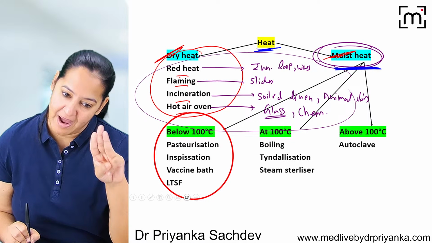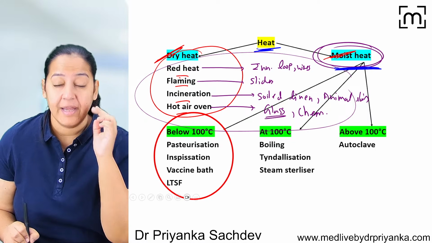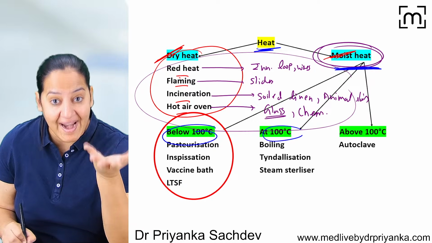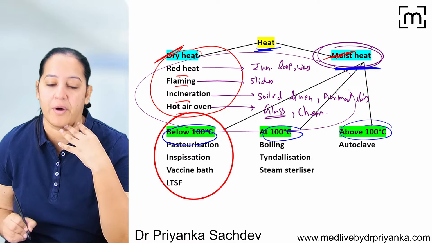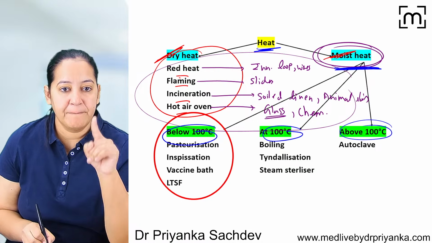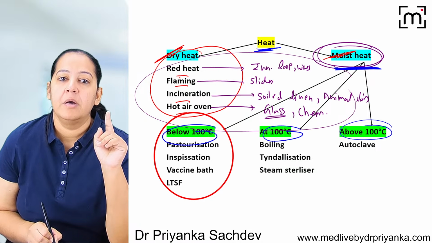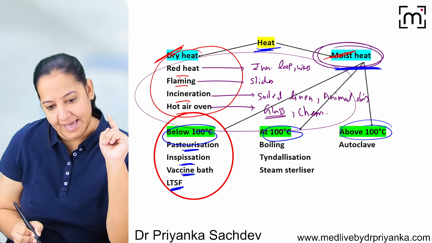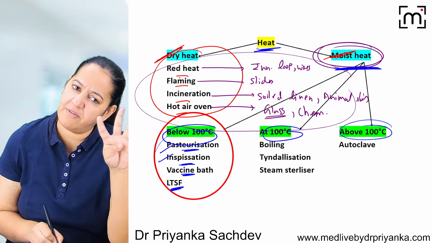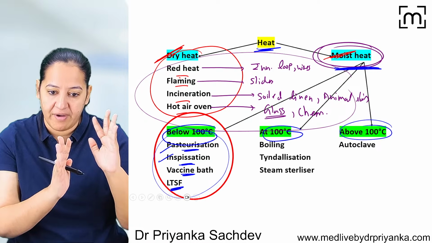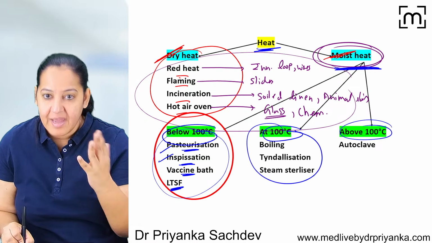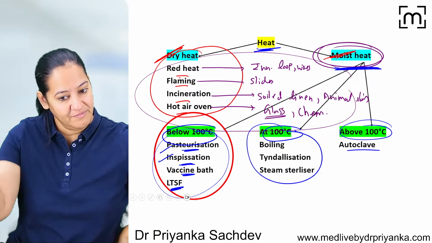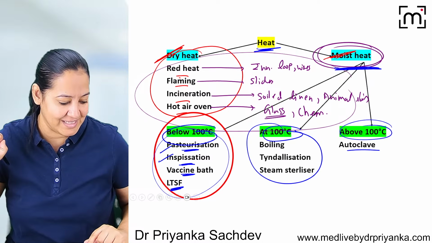So coming to moist heat, I have three types of moist heat. If I'm heating the water below 100, at 100, or above 100, there are 3 possibilities. Below 100, again 4 methods: pasteurization, inspissation, vaccine bath, and LTSF. Among them, the first 2 are important, but we will see all 4. Then we will come to 100, and then finally, ultra important, above 100, that is autoclave.